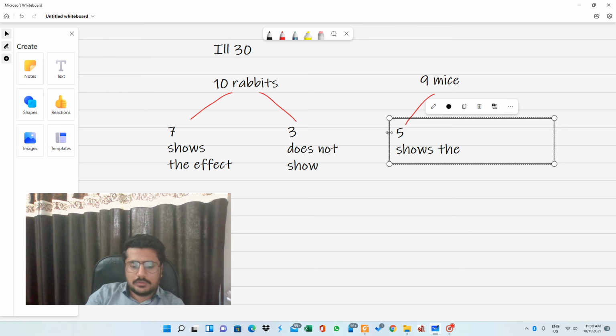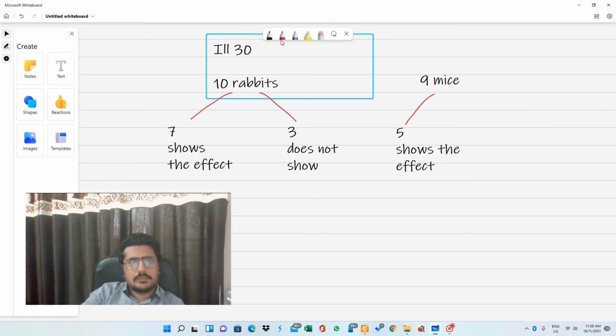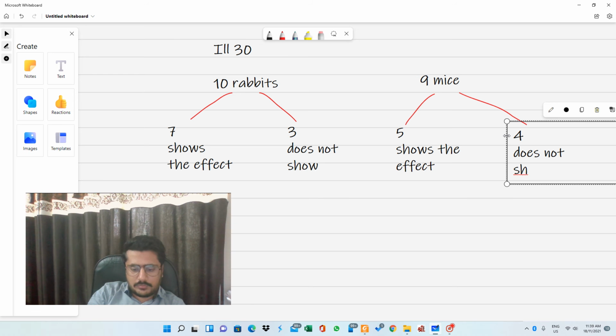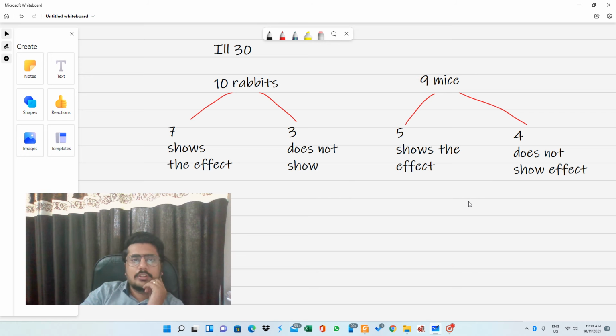5 shows the effect. This means 4 does not show the effect. So this is the question.